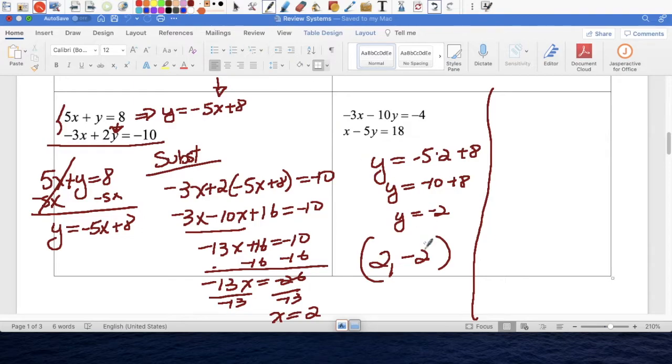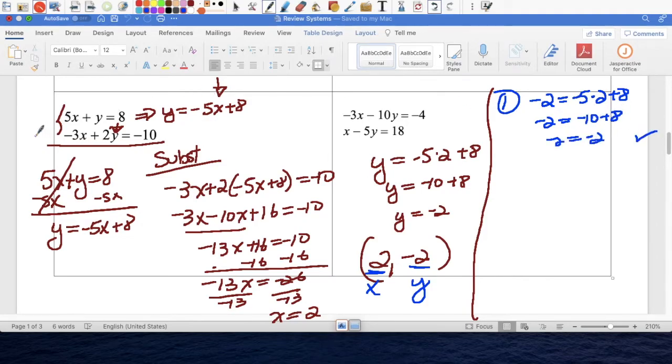We do a check, plug this value and this value, the x and the y, in equation 1 and 2. So for equation 1, you can use either version, the 5x plus y equals 8 or y equals negative 5x plus 8. They're the same thing, just written in a different manner, right? So in equation 1, I'll pick the second version. So we get y, which is negative 2, equals negative 5 times 2 plus 8. Negative 2 equals negative 10 plus 8. And negative 2 equals negative 2. Check.